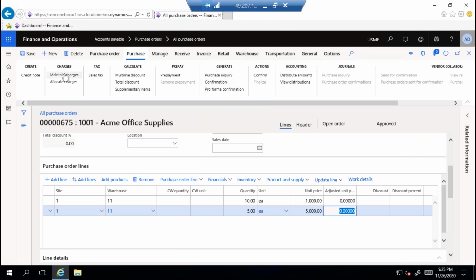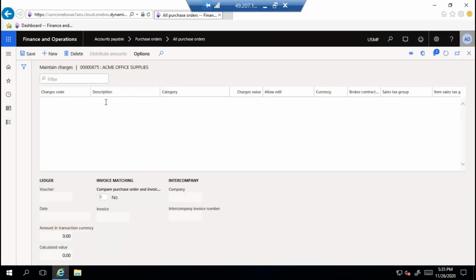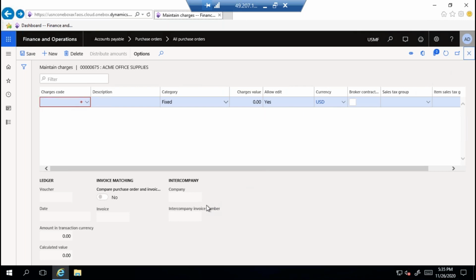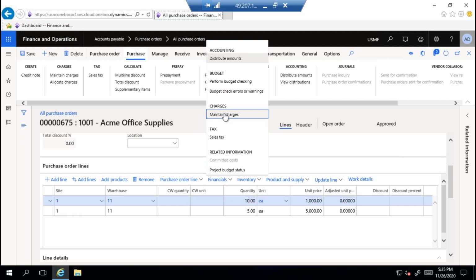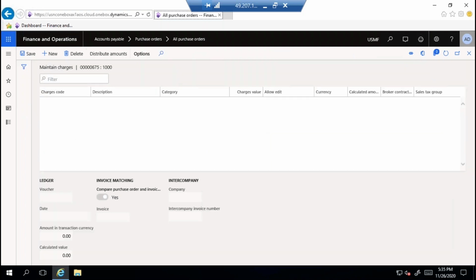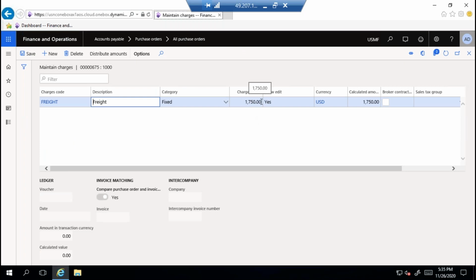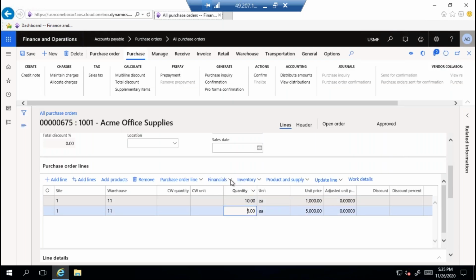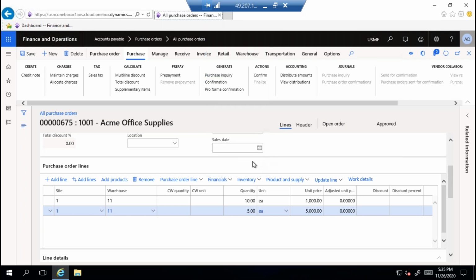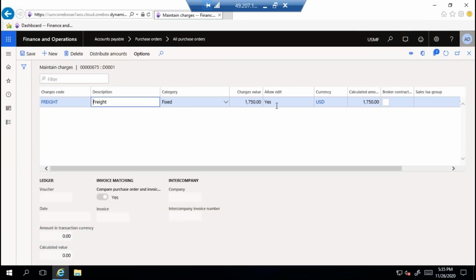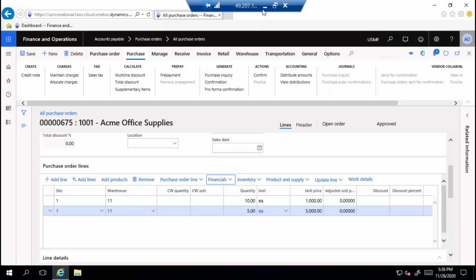What happens if you look at these charges? There will not be any charges here. It was gone. Where did it go? If you go to lines, the first line, financials, maintain charges, it is updated: 1750 for the first line, and 1750 for the second line. This is one method. Of course, this is not a good or best method, but it is available, whatever I have explained here.